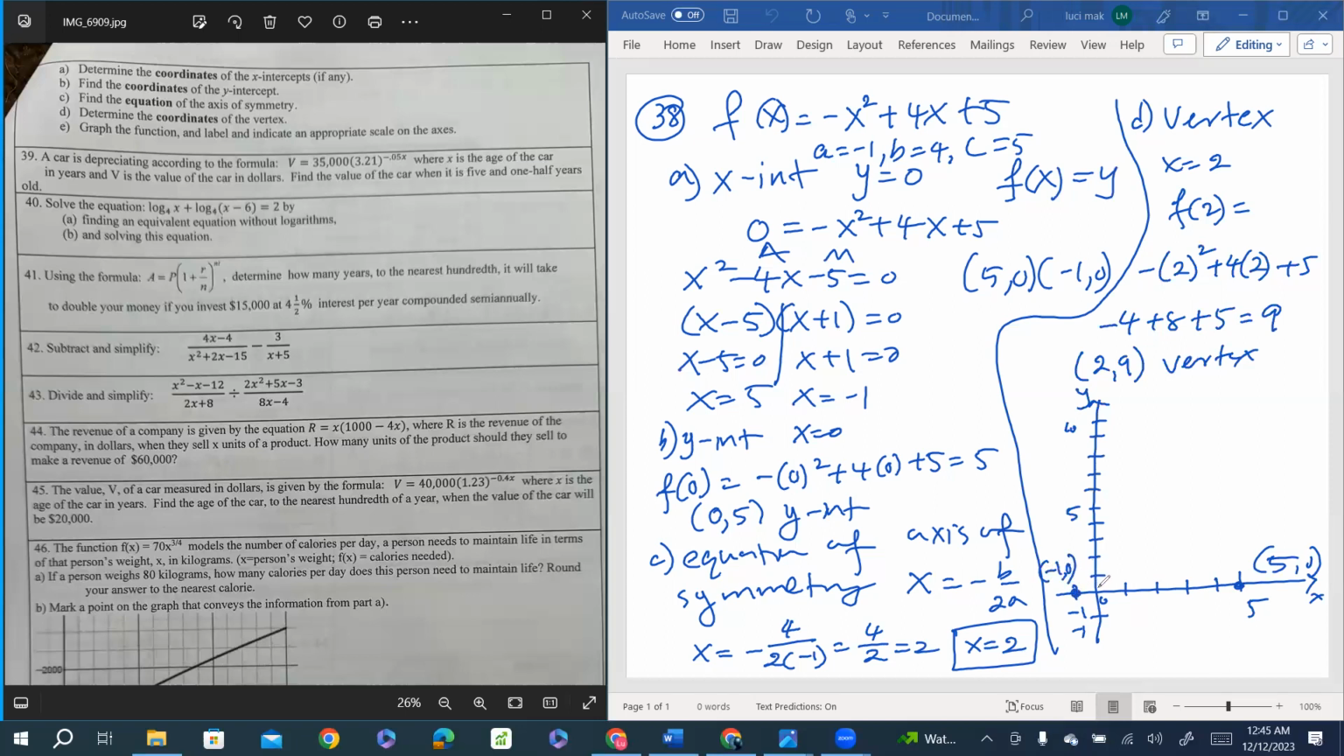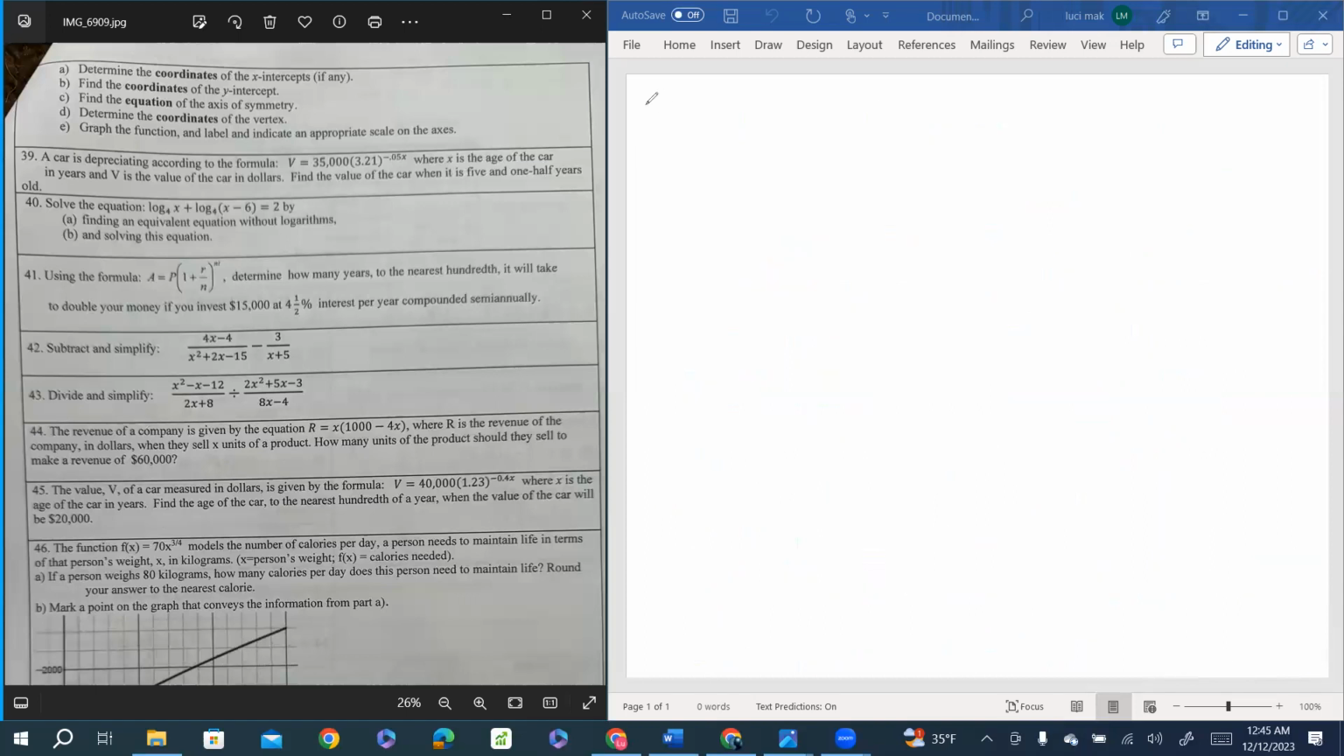Also, the y-intercept is 0, 5, so somewhere here. The axis of symmetry is x equals 2, so I'll put that as a dotted line here. Then 2 comma 9, somewhere here, is the vertex. Since a is negative 1, it's an opening-down graph. So the graph should look something like that. That's the graph of f of x equals negative x squared plus 4x plus 5. That's 38. Okay, so let's look at 39. Let me erase the board.